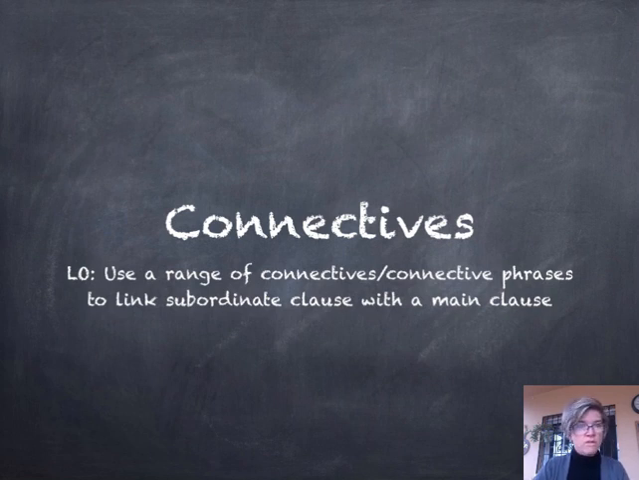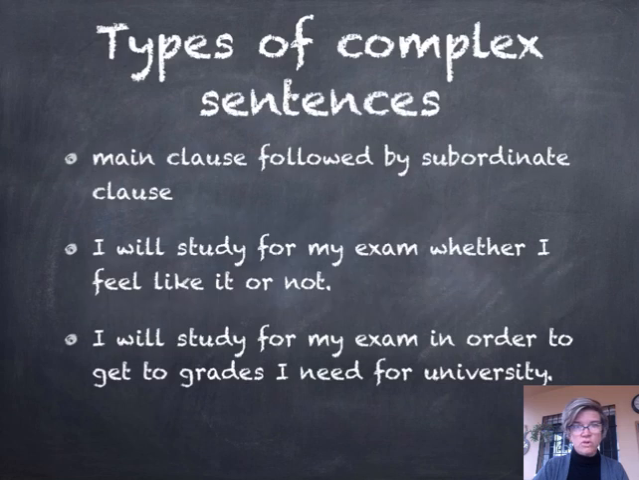The first thing I want to make sure you understand is complex sentences. Okay, a complex sentence is a main clause followed by a subordinate clause. And just in case you don't remember what a clause is, it's a group of words that contains at minimum a verb, but it's normally got a subject and a verb in it. Okay, that's what a clause is.